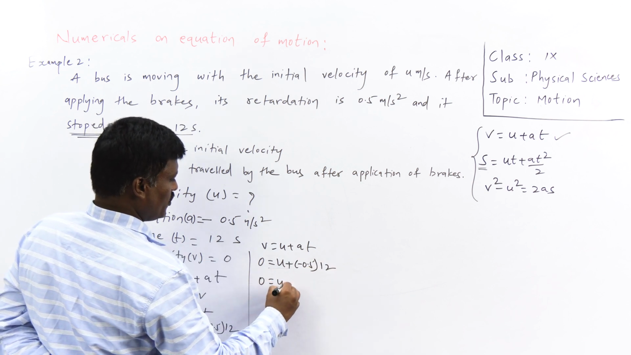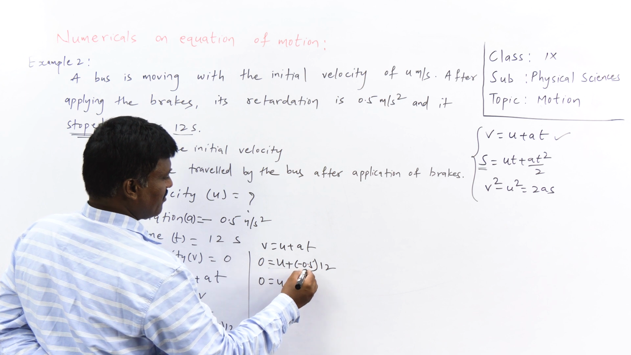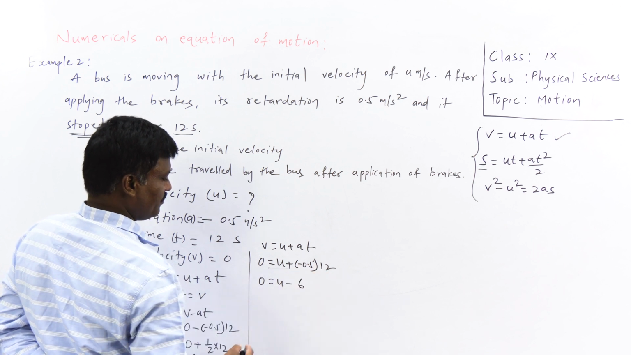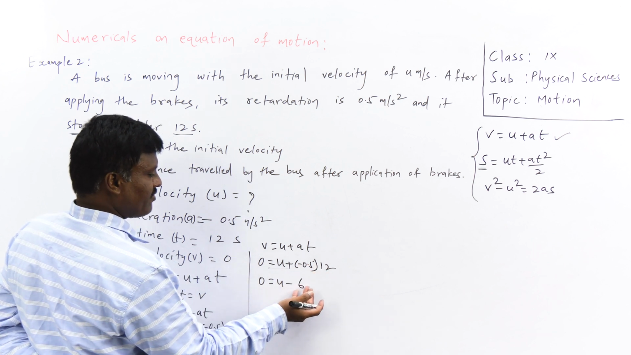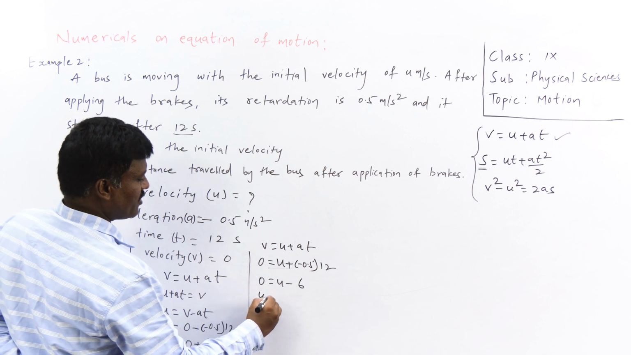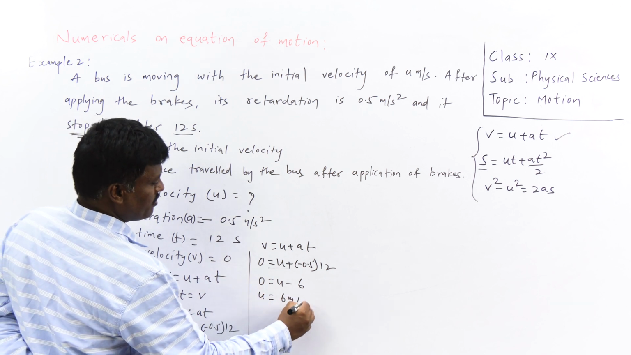So 0 is equal to u plus 12 into minus 1 by 2. 1 by 2 into 12 is 6. If you bring this minus 6 from RHS to LHS, it becomes plus 6. u is equal to 6 meters per second.